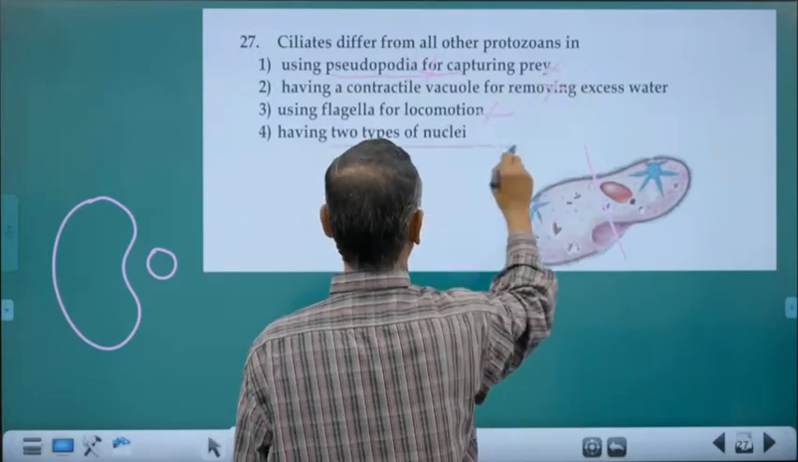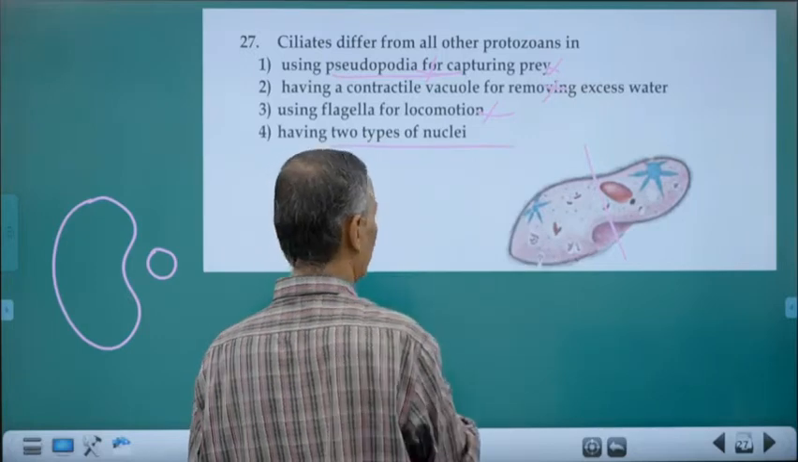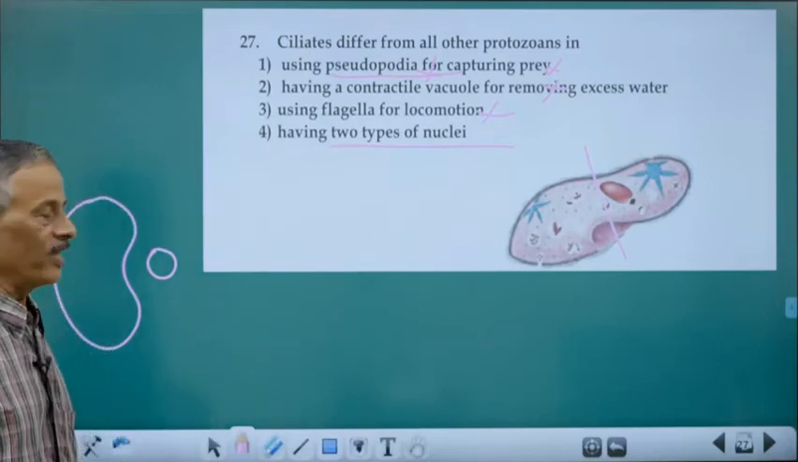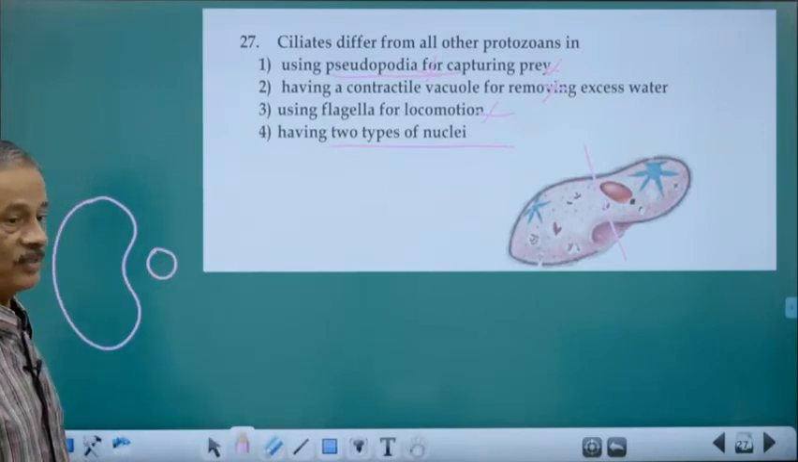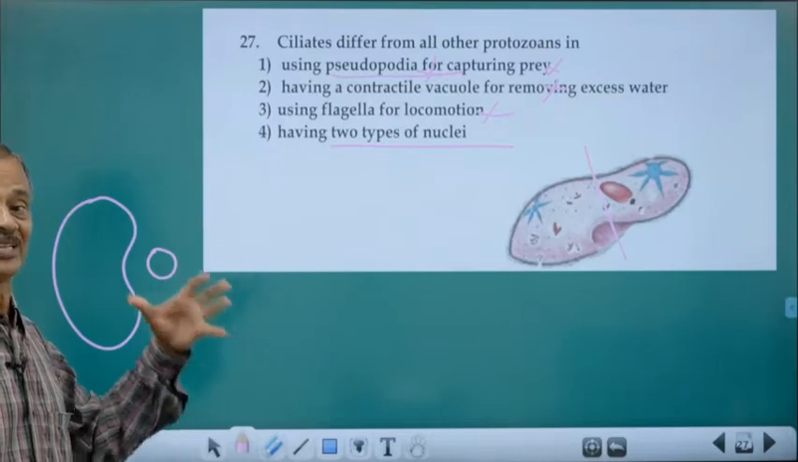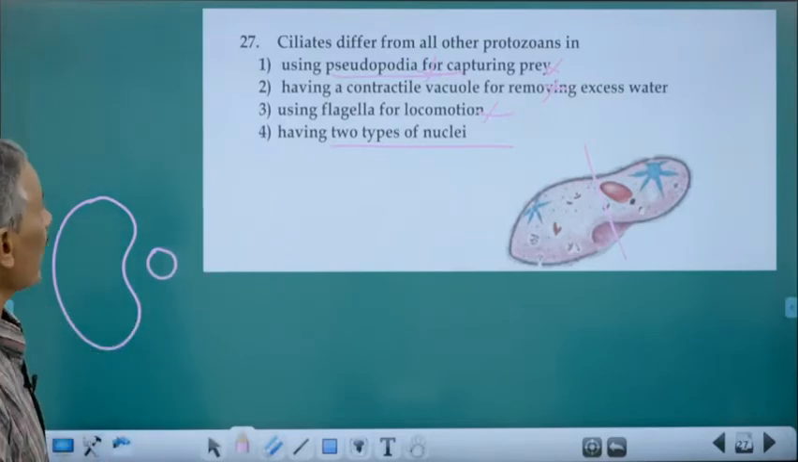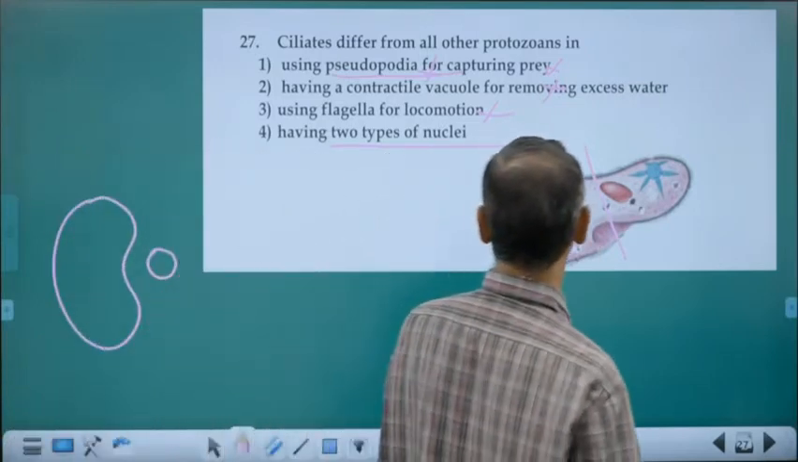Having 2 types of nuclei is called nuclear dimorphism. So, a large vegetative nucleus and a small reproductive nucleus. They not only differ in size, shape, and form, but also in function. That's the characteristic of the ciliophorans. Clear?